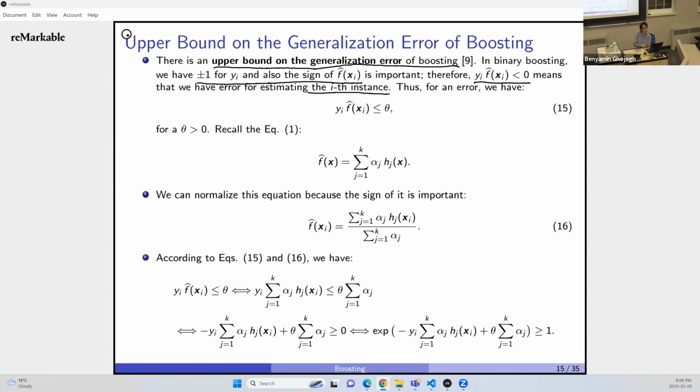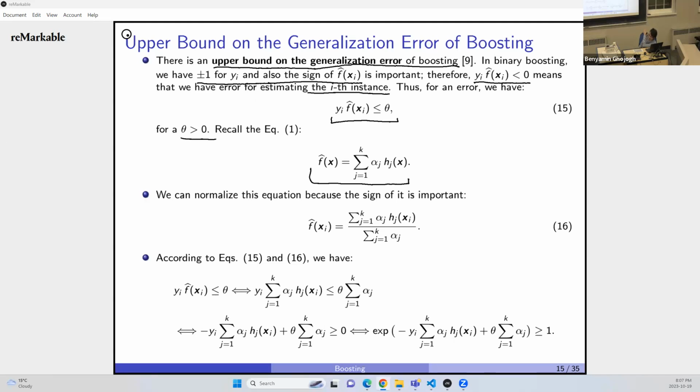Now, let's take it a bit easy on it. Rather than saying less than 0, let's say less than or equal to some theta, where theta is greater than 0, right? Assume theta might be 0.0001. It's a small positive number, right? Let's relax it to this, equation 15. And that's a bad thing, right? It's misclassification. Recall equation 1 that we had. I'm repeating it here, right? This is the aggregation of the results in the boosting.